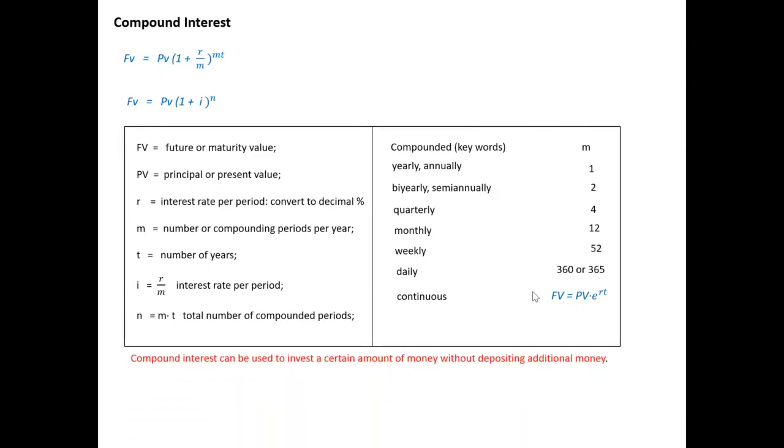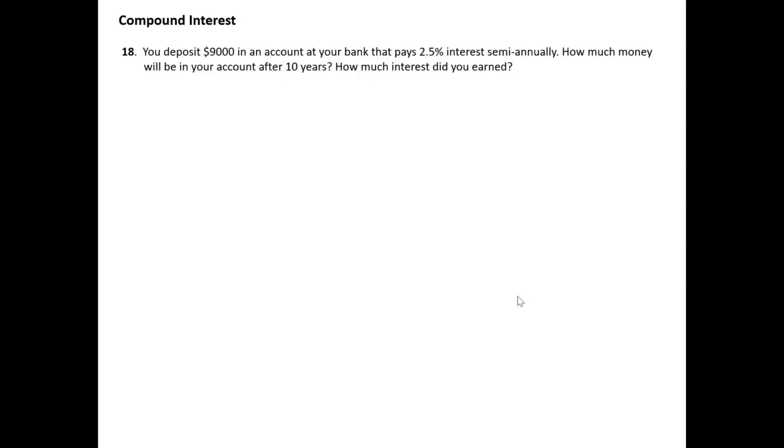And with these types of problems, compound interest can be used to invest a certain amount of money without depositing additional money. Here's an example. Number 18. You deposit $9,000 in an account at your bank that pays 2.5% interest semi-annually.